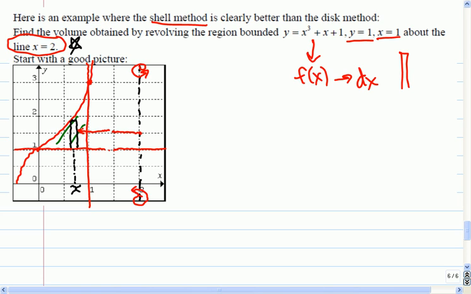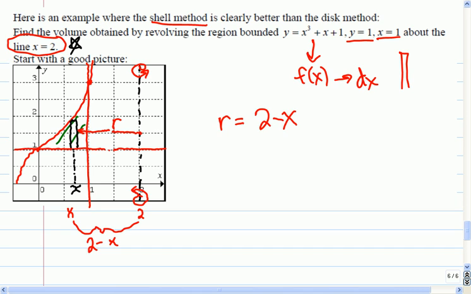out to the shell. So how far is that? How could we describe the radius? Close. 2 minus x. So the value here is 2. The value here is x. The distance between them is 2 minus x. So my radius function this time is 2 minus x.